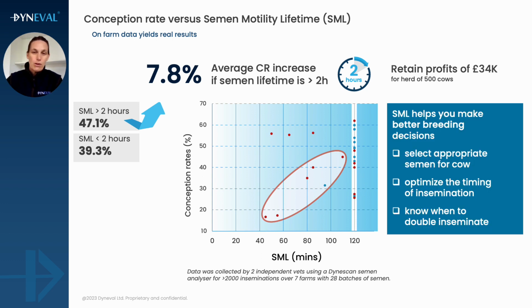Interestingly, 8 of the 9 batches of semen that struggled to maintain motility for 2 hours were sex semen samples. And so it is ever more important that we're able to perform these measurements to guide better breeding decisions. We believe that with knowledge of the lifetime of semen, it may be possible to optimize the timing of insemination to get the best possible results.